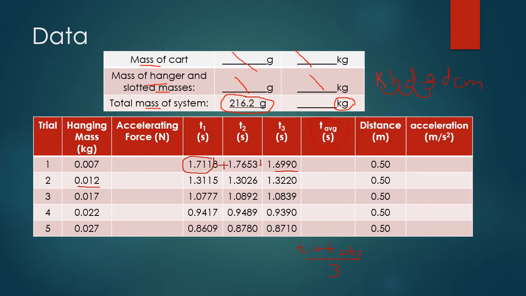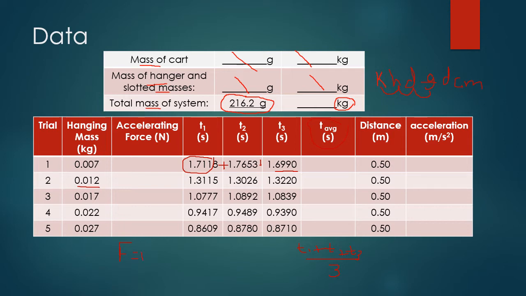All right, now there are 2 other calculation columns: the accelerating force column and the acceleration column. How do you calculate the accelerating force column? For this one, the accelerating force comes from the hanger and the mass. The force that's being applied is being applied from that hanging mass, so we're going to calculate that force.